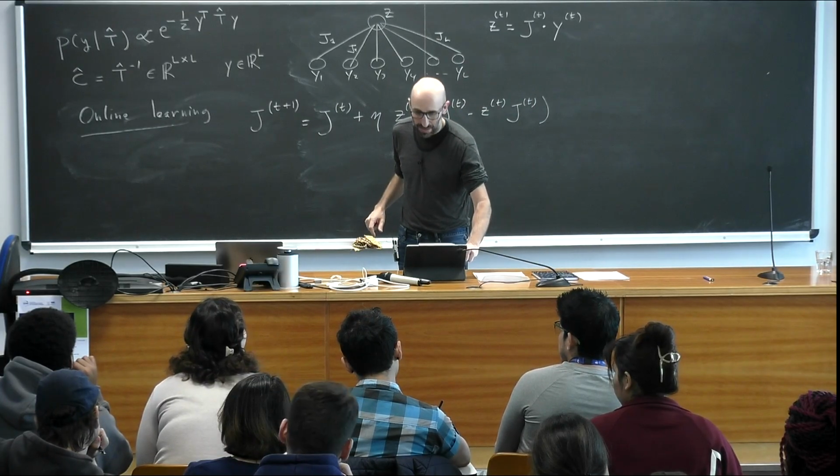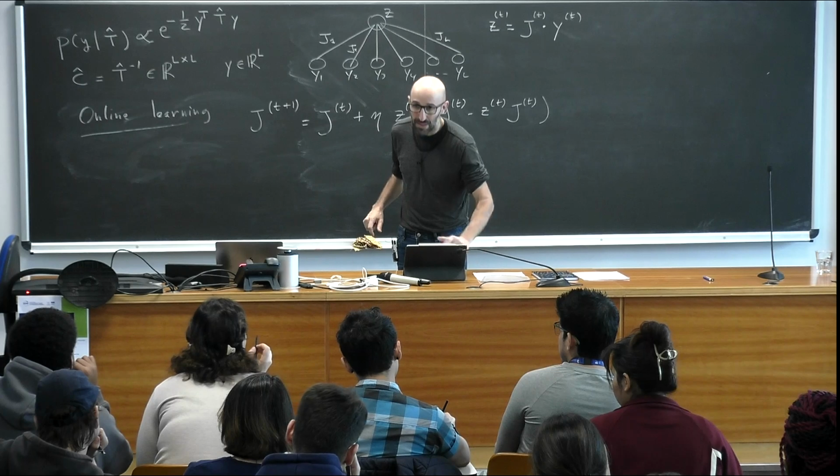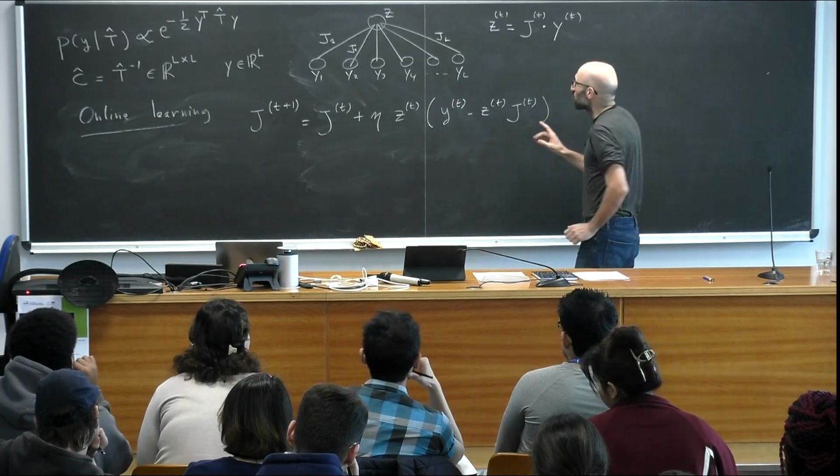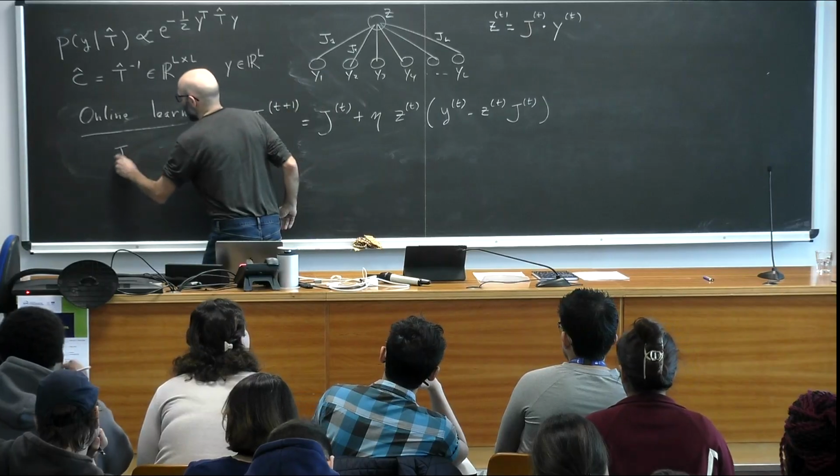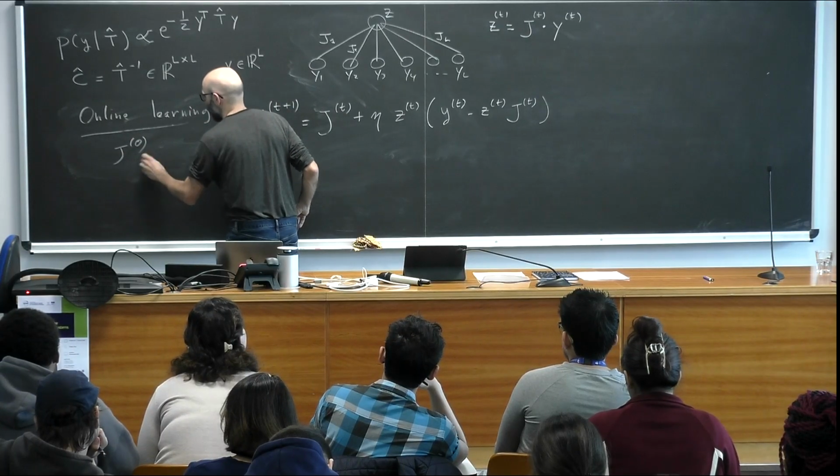Excuse me. Yes? Can you please repeat how we want to find j? So we will start from some random j. Okay, let's say at the beginning we put some random j.